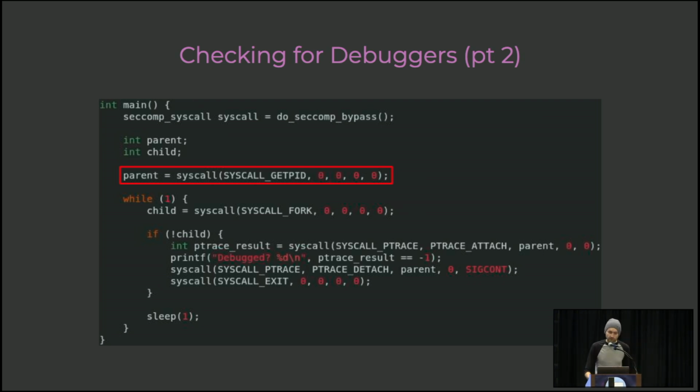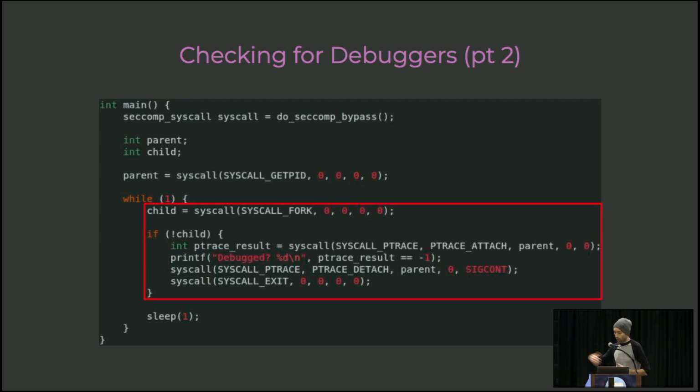Once we have that process ID, we're going to fork. We're going to create a child process with the same state as our current process, and we're going to use that child process to try to attach a debugger to the parent process whose PID we just learned. This could have two results. It could succeed or it could fail. If it fails, the most likely explanation is that there's already a debugger attached to our process, and you can't have more than one.